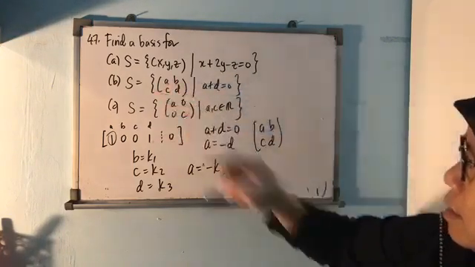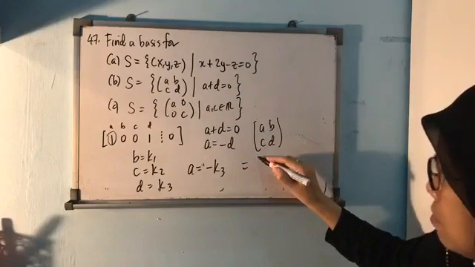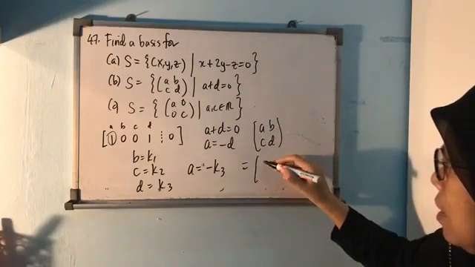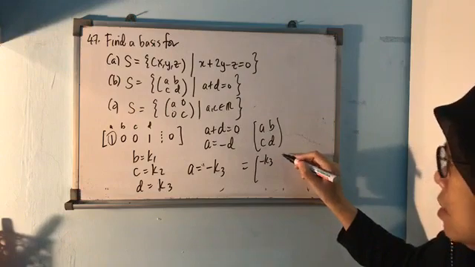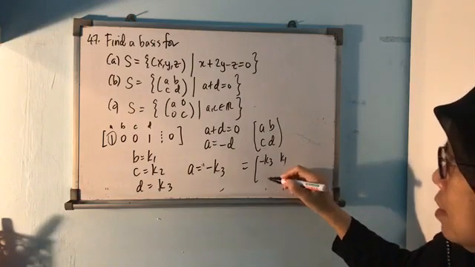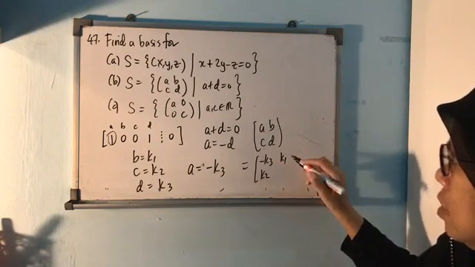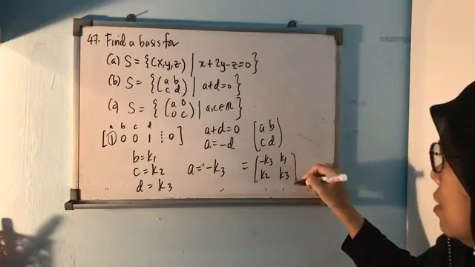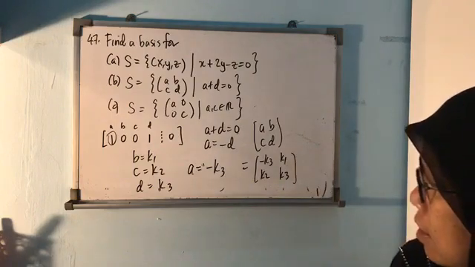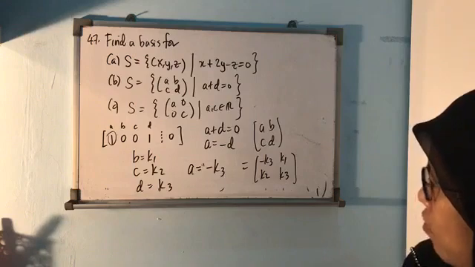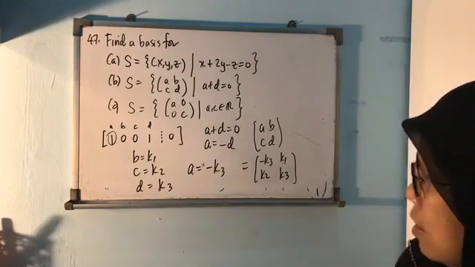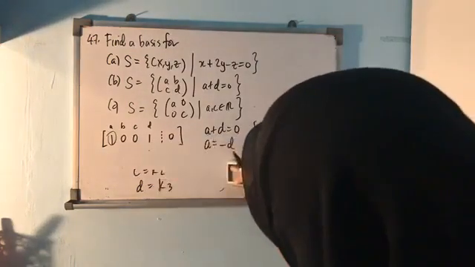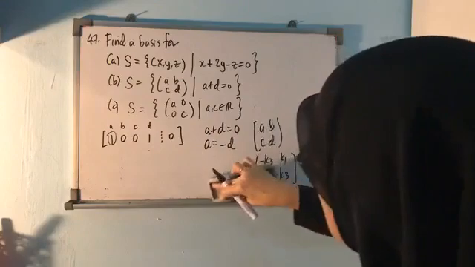Right? So you have to fill out. This is a matrix, yeah? A is negative K3, B is K1, C is K2, D is K3. So S is in this form. Okay, then you rewrite macam tadi to get the basis.